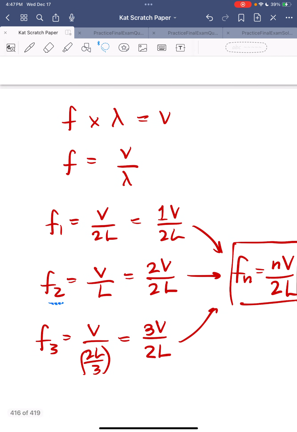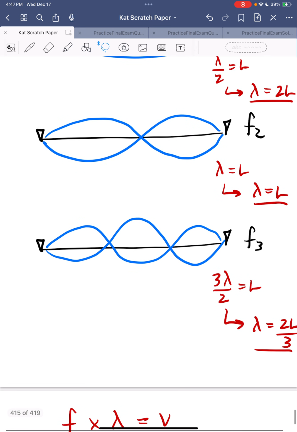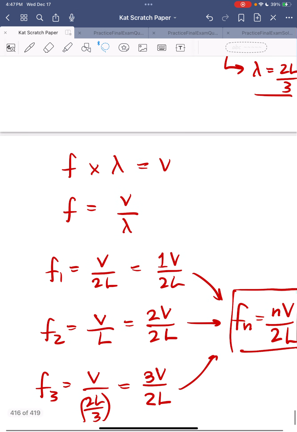Let's go for the second frequency. For the second frequency, a full wavelength equals the length of the string, so lambda equals L. When I get to this formula, instead of plugging in lambda, I'm going to plug in L. So down here, F2 is equal to the velocity of the wave on the string divided by L. So that's good. No problems with that. Don't look at this stuff over here yet.